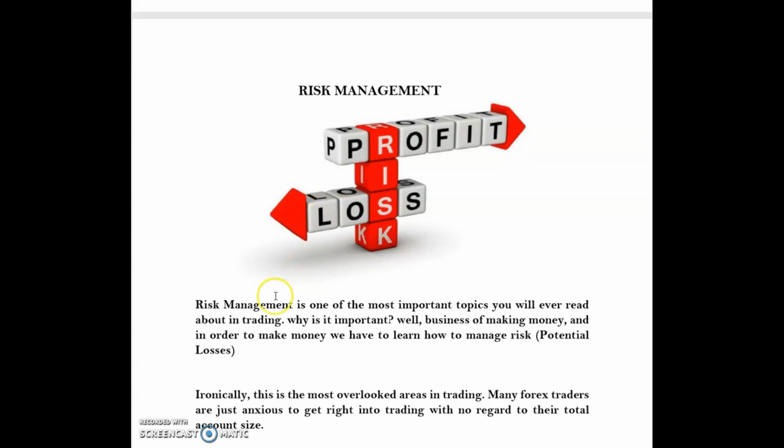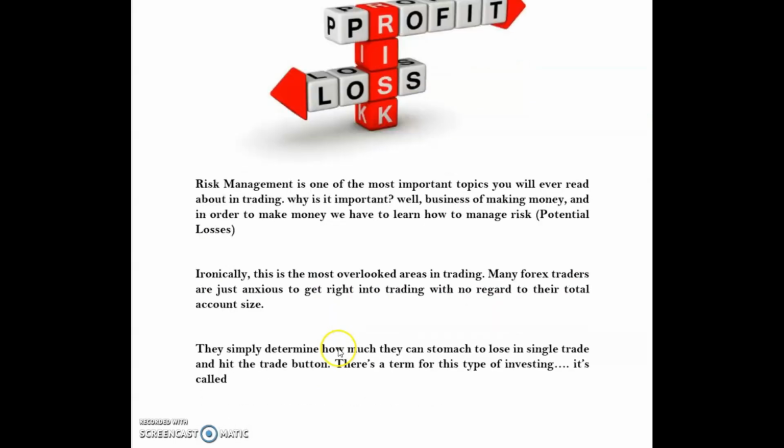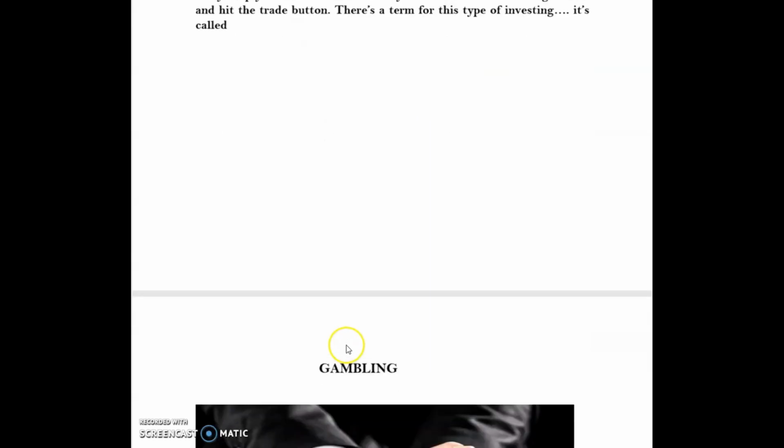So risk management is one of the most important things, because people, I don't know who taught people how to trade NFP. I've seen crazy things. I've seen people wiping their account, usually when they try to trade the actual result of the NFP instead of the rejections, which I'm talking about here. So it says risk management is one of the most important topics you will ever read about, blah blah blah. Why is it important? Potential losses, you have to understand all that.